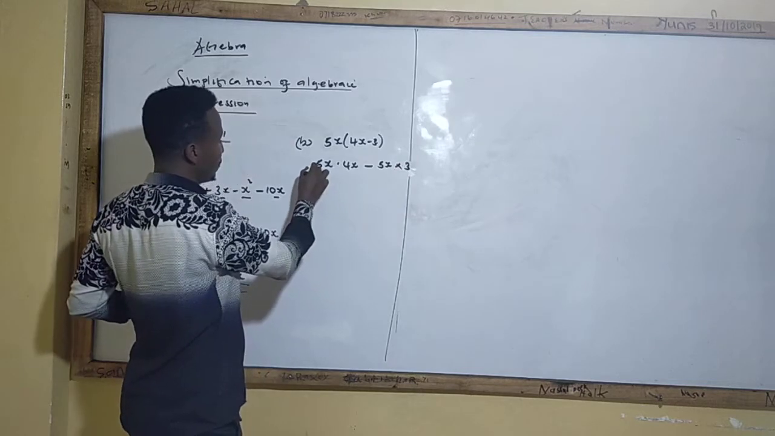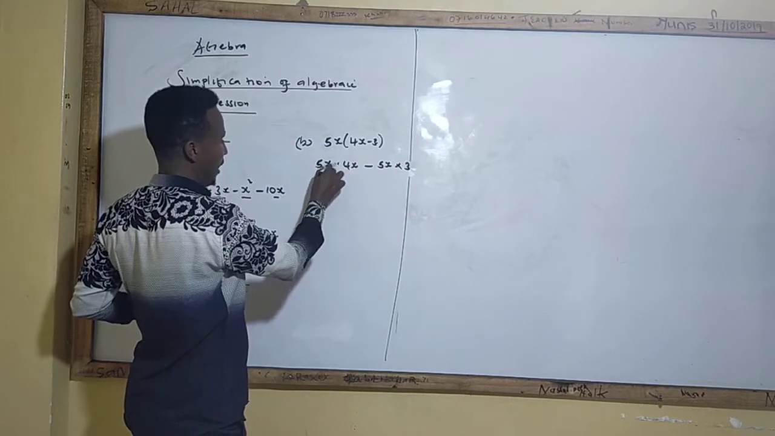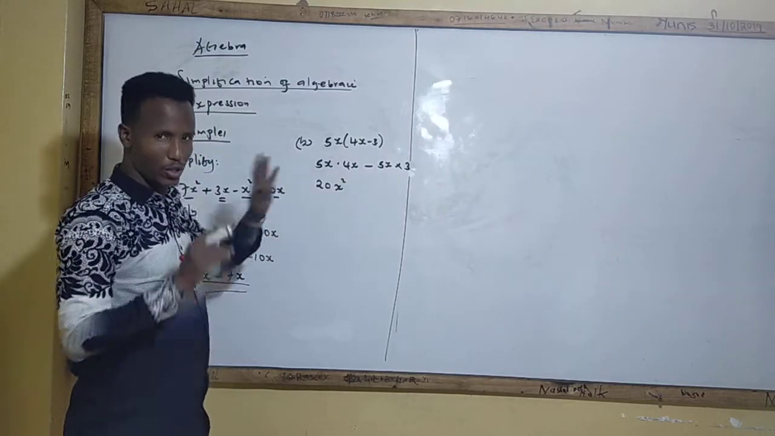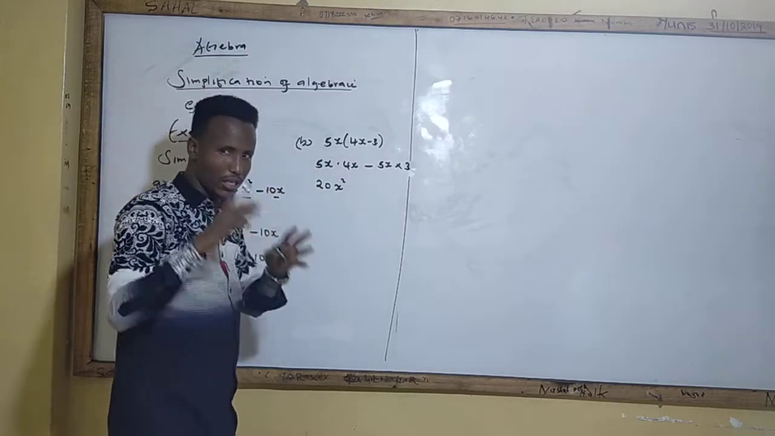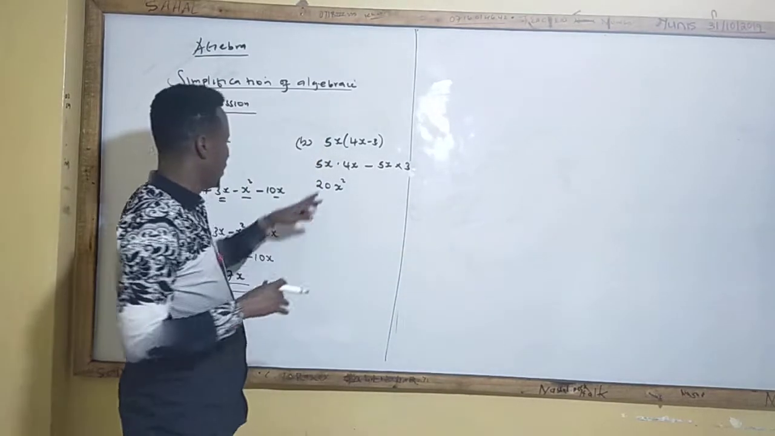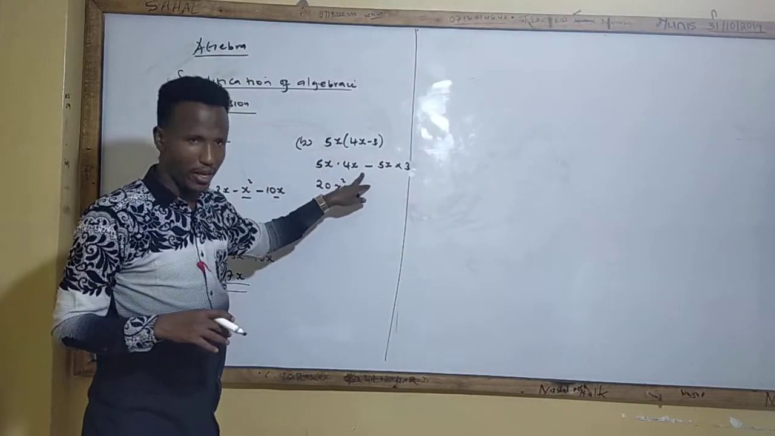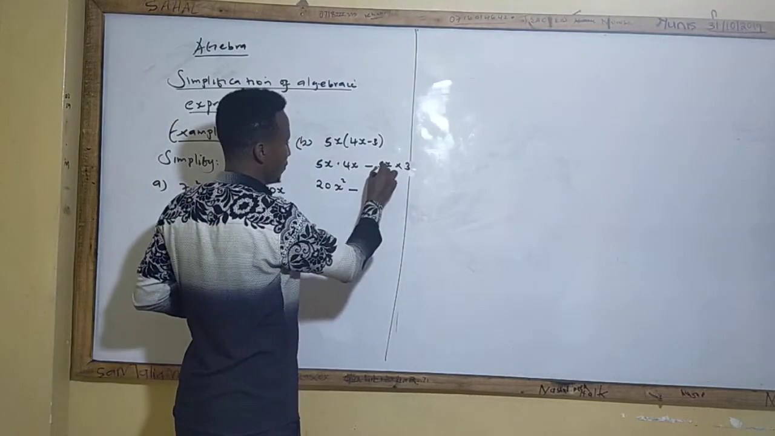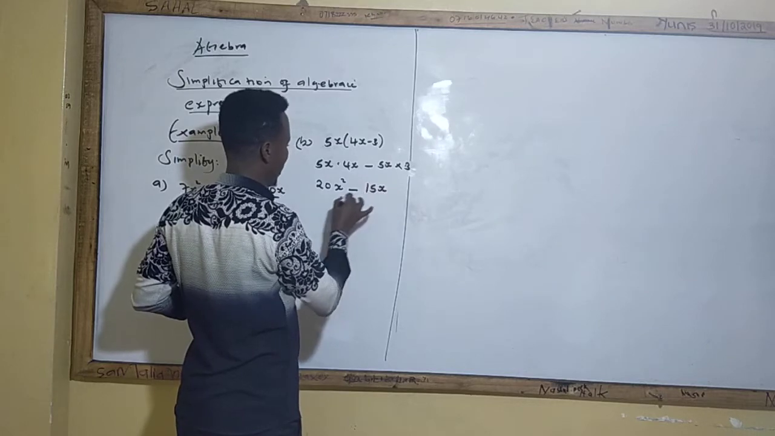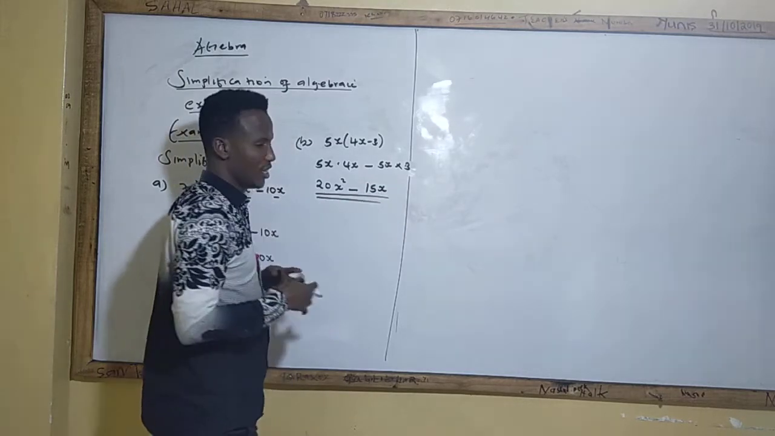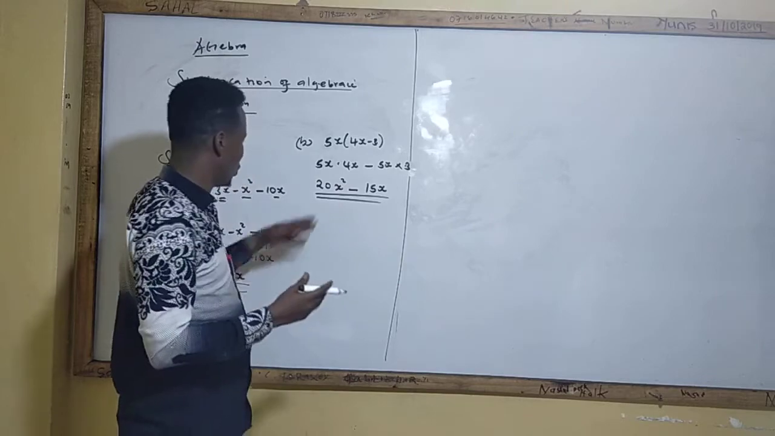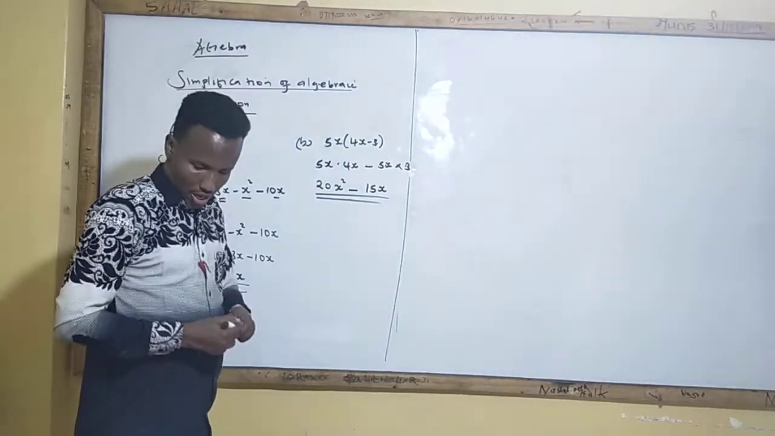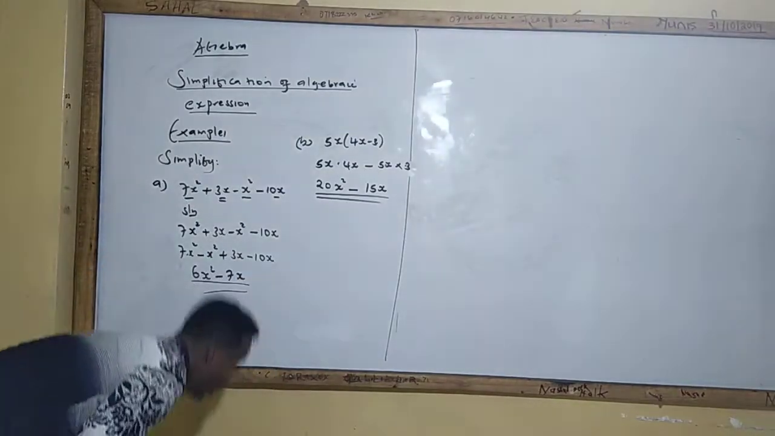So here we'll have 5 times 4, 20. X times x is x squared. Remember, these two are both carrying the letter x, so x times x is equal to x squared. Then minus 5x times 3 is 15x. So we cannot subtract because they are different. They are unlike. Of course, this one is carrying power and this one is not carrying power. Just understand that.